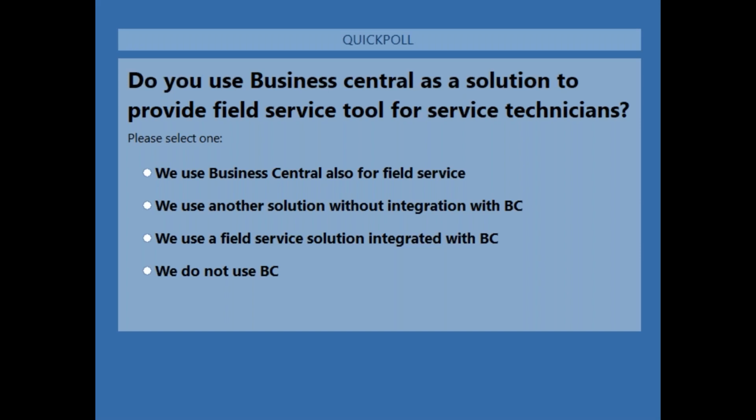So the first one is that you are using Business Central also for the field service capabilities which are in Business Central. The second option is that you use Business Central, but for field service you use another solution. The third option means that you use a field service solution which is integrated with Business Central, right? So you use another solution for field service, but it's integrated with Business Central. And the final option is that you are not using Business Central at all.